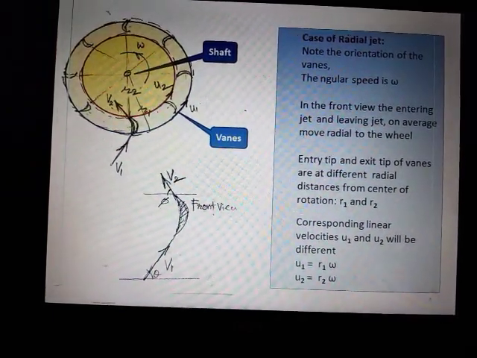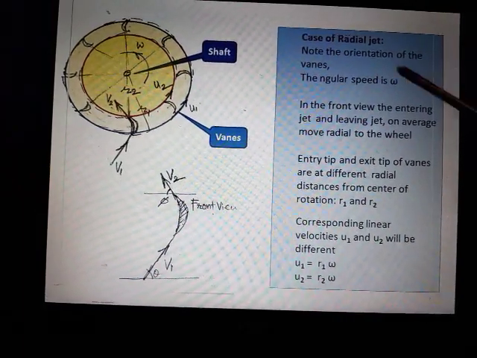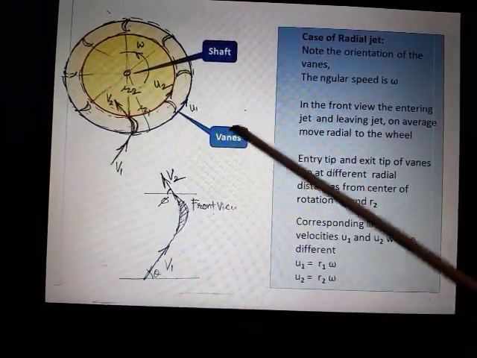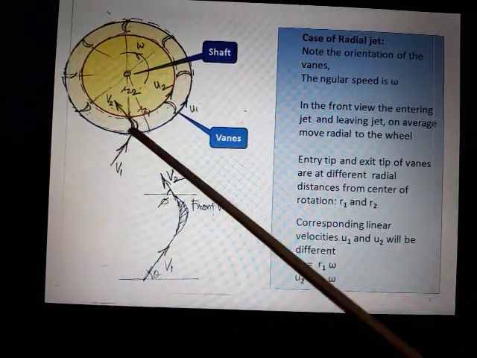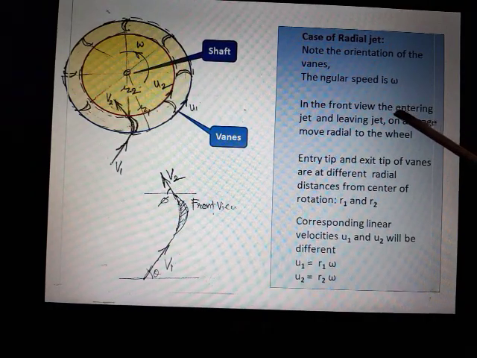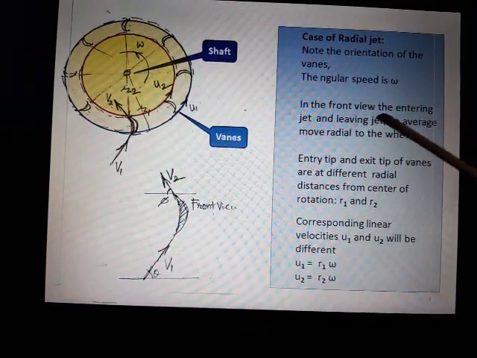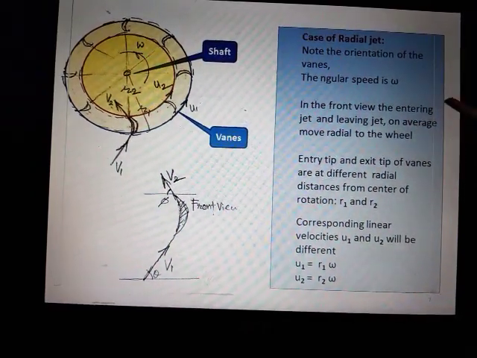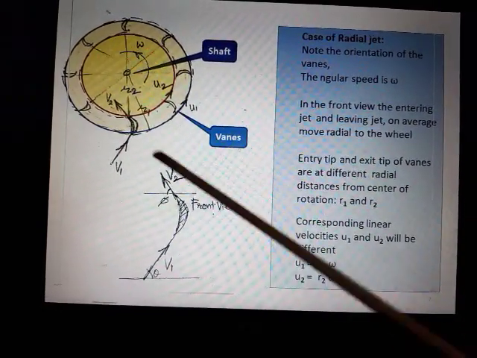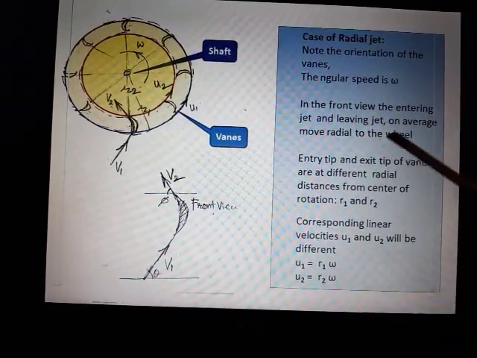So this is the picture of the radial jet. Note the orientation of the vanes. The vanes are slightly different here. The jet enters here and then goes out there. In the front view, the entering jet and leaving jet on an average will move radially, that is, towards the center of curvature.